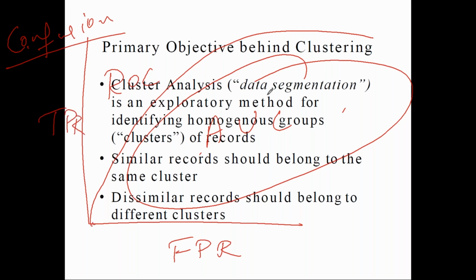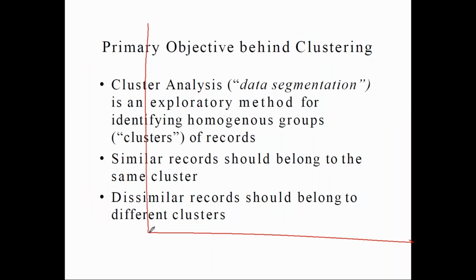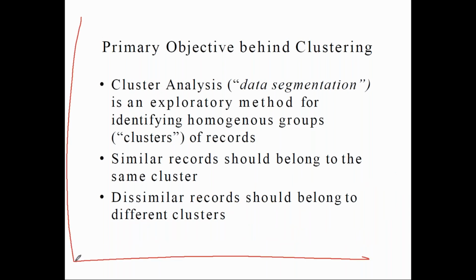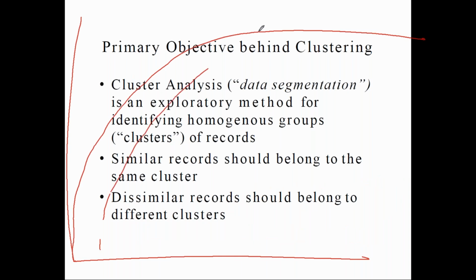So this particular curve indicates that the maximum area should be under this curve. If your curve is like this, it means there is minimum area under this curve, so that is the reason this is not a good model. If your model looks like this, the maximum area is under this curve, so this is your best model. This is called your ROC curve.